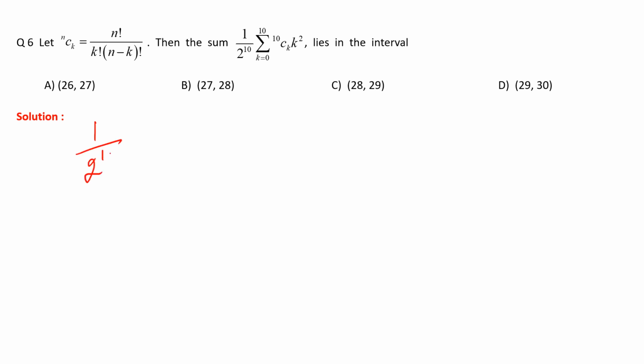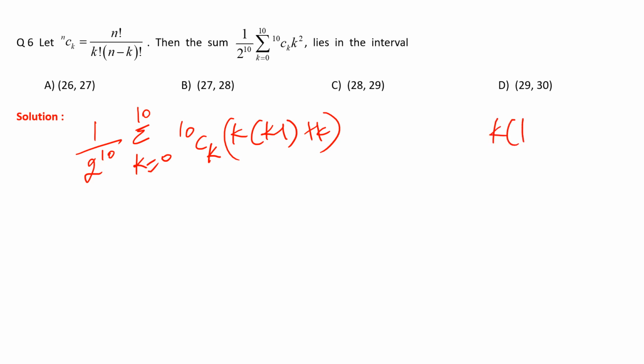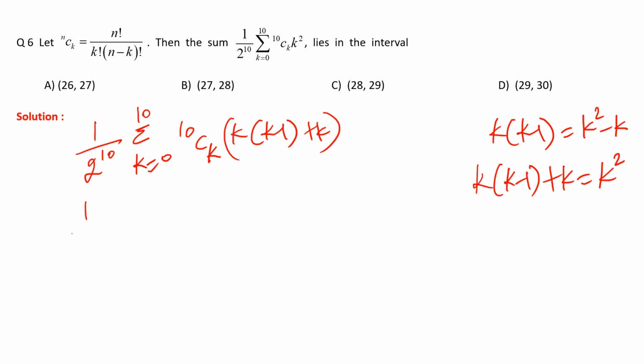It is 1 upon 2 to the power 10 into summation k varying from 0 to 10. Now here students, I am writing k square as k into (k minus 1) plus k. We know that k into (k minus 1) is k square minus k. So just shift k onto the left hand side. You will be getting k into (k minus 1) plus k equal to k square. Now why I am doing this? You will come to know about this in the next step.